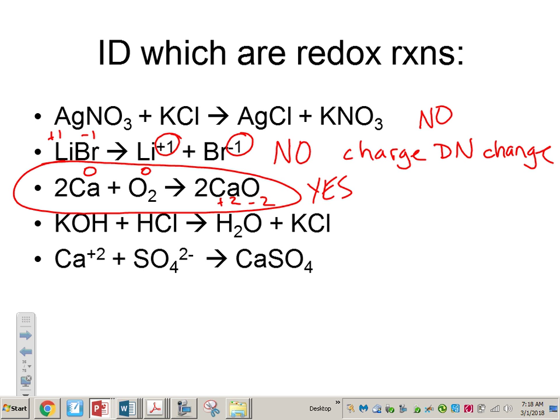The next one isn't. Potassium hydroxide plus hydrochloric acid yields water and KCl. Again, there's no element that's alone on one side and not alone on the other side, so it's not a redox reaction. The last one might be there to trick you because you're saying, oh, well, the calcium's alone on one side and it's in a compound on the other. Yes, but the calcium has a charge on this side, so it's not 0. So it starts at +2, but then it ends at +2. The charge is not changing, so that is not a redox reaction.